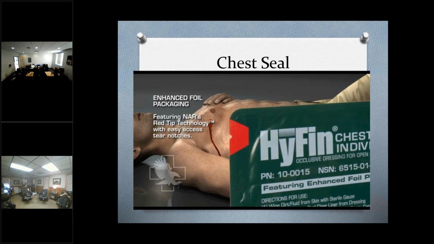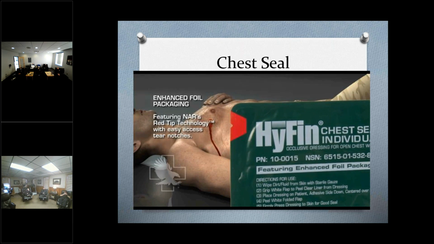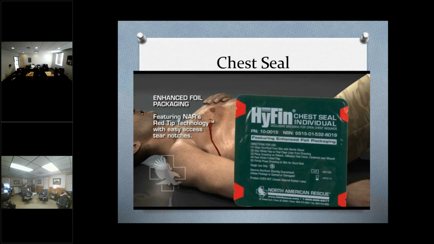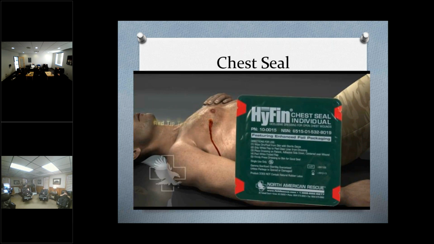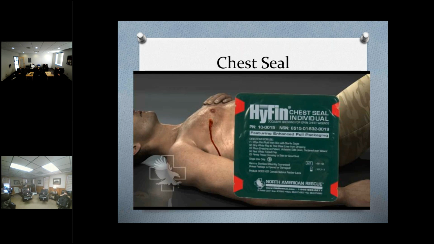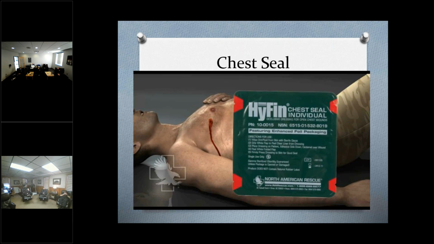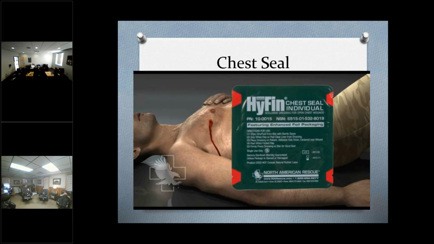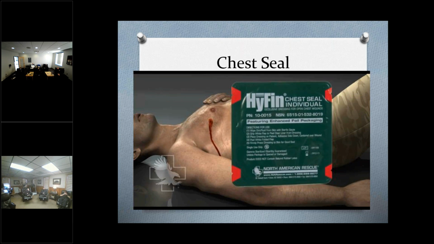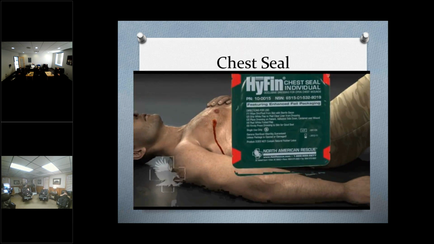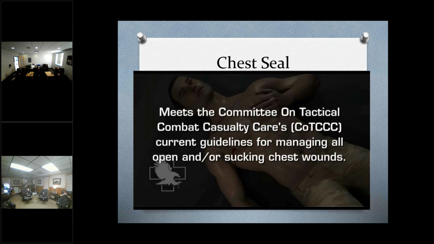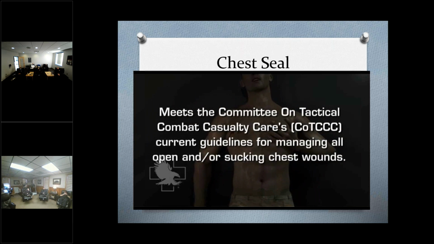After action reviews from numerous healthcare professionals identified the recurrent requirement for an occlusive dressing that effectively adheres to a casualty's chest wall. The hyphen chest seal was developed, tested, and validated through an extensive collaborative effort with these providers to achieve this requirement. The hyphen chest seal meets the Committee on Tactical Combat Casualty Care's current guidelines for managing all open and/or sucking chest wounds.